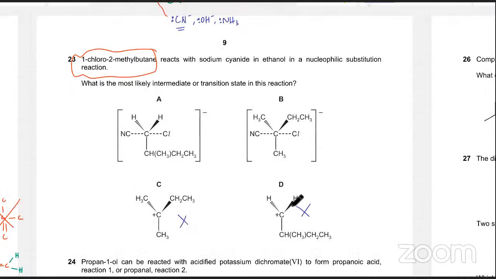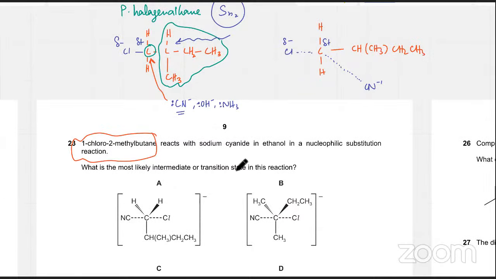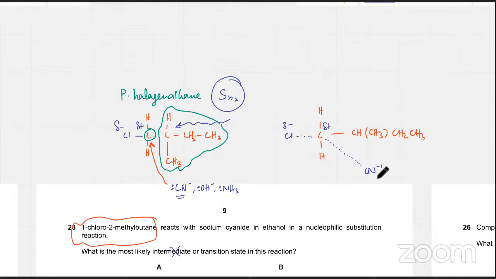Achha, so the bottom two, C and D, are obviously wrong. So what is the most likely intermediate or transition state? You don't have intermediates in primary. You have a transition state. There's a transition that would be happening. CN would be approaching and the Cl would eventually leave. So basically the Cl will get substituted. Which is why it's substitution and it's nucleophilic.